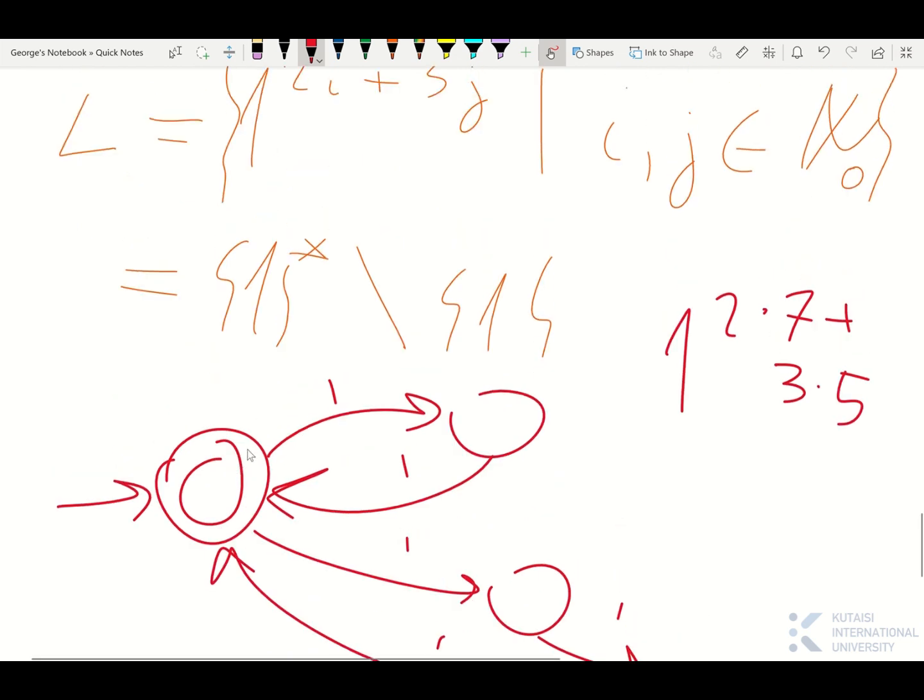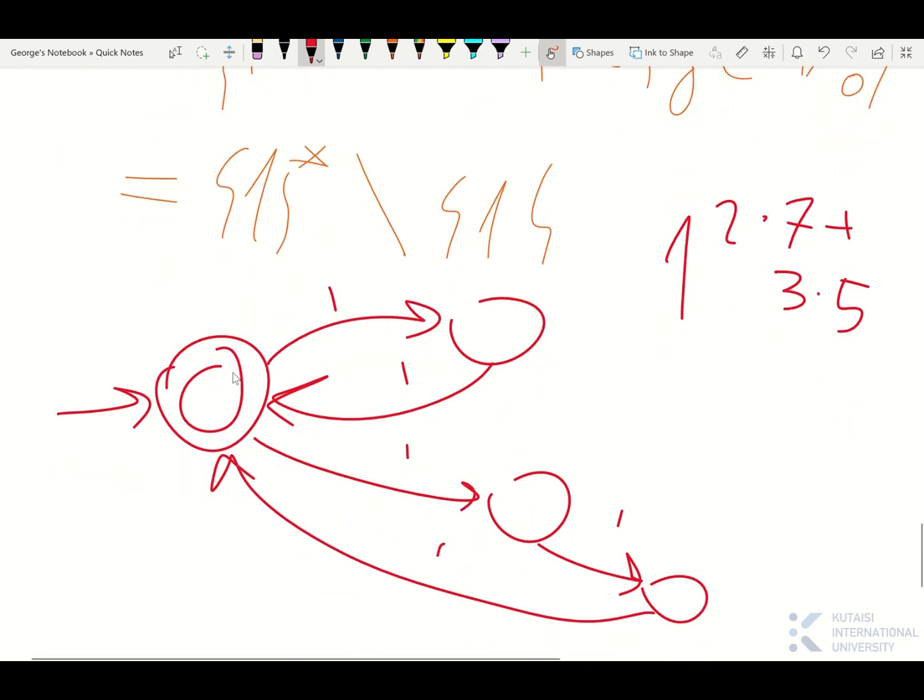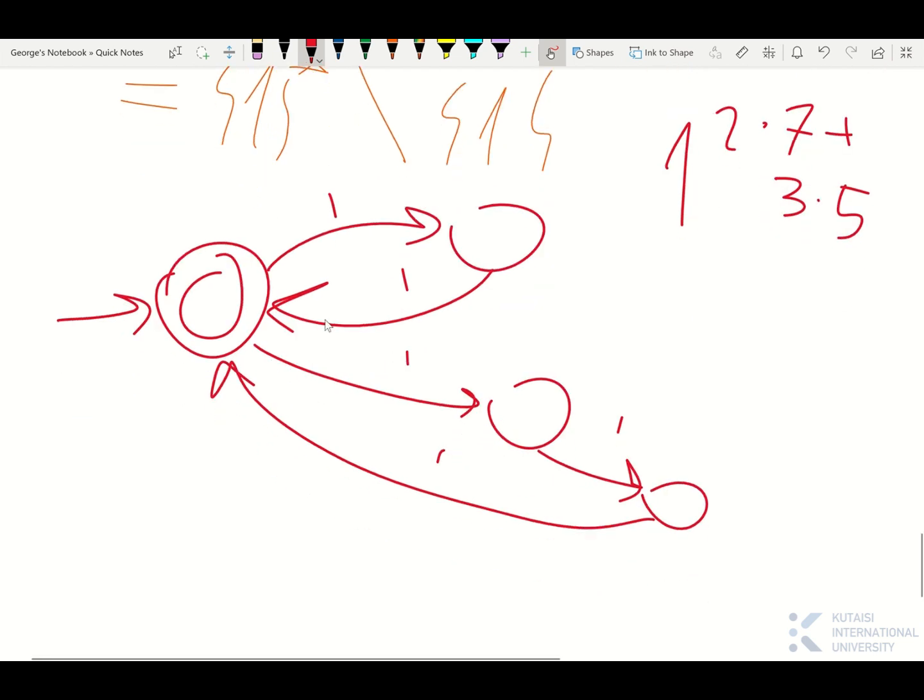But of course, the only thing this NFA does not accept is just a single 1, because either I go here and I'm stuck, or I go here and I'm stuck. Everything else is accepted, because 2, for example, is accepted here, and so on. Okay. Now let's give these states names.